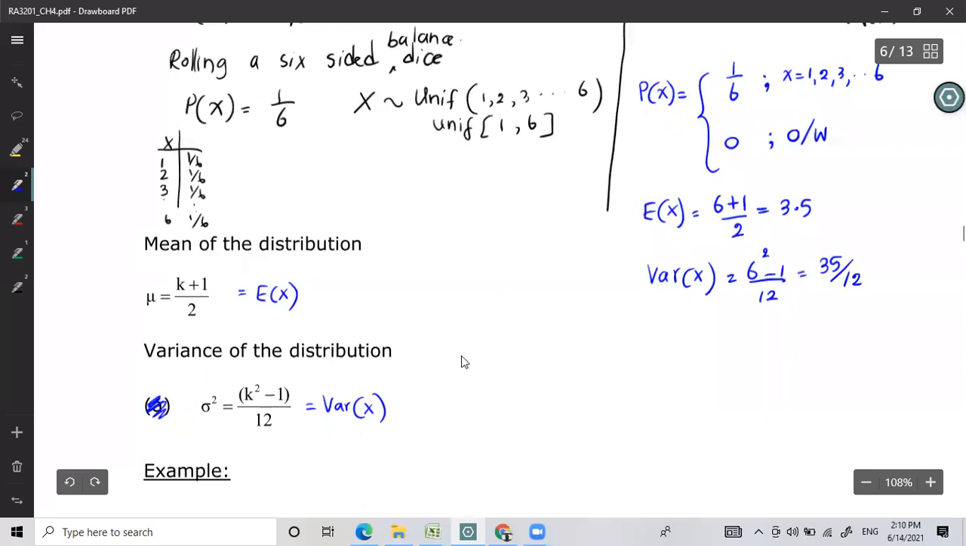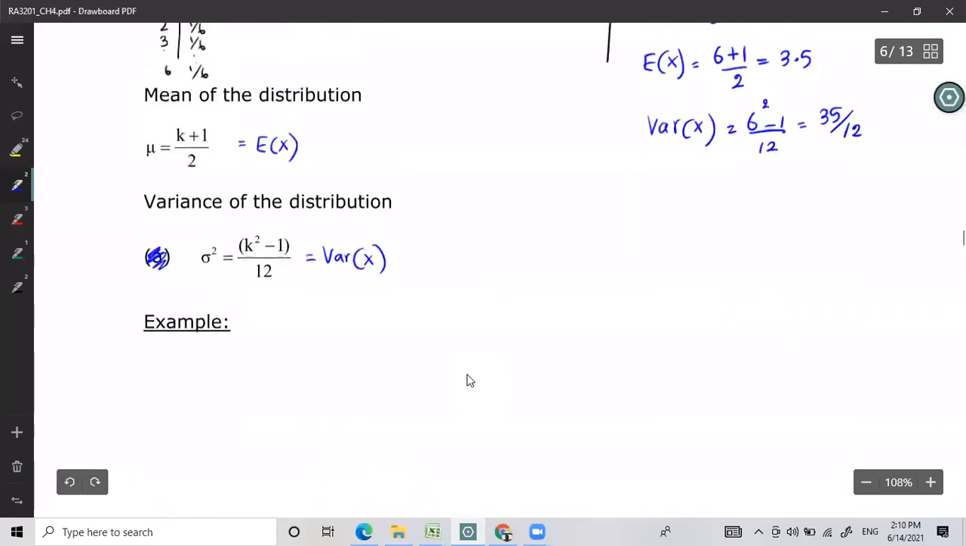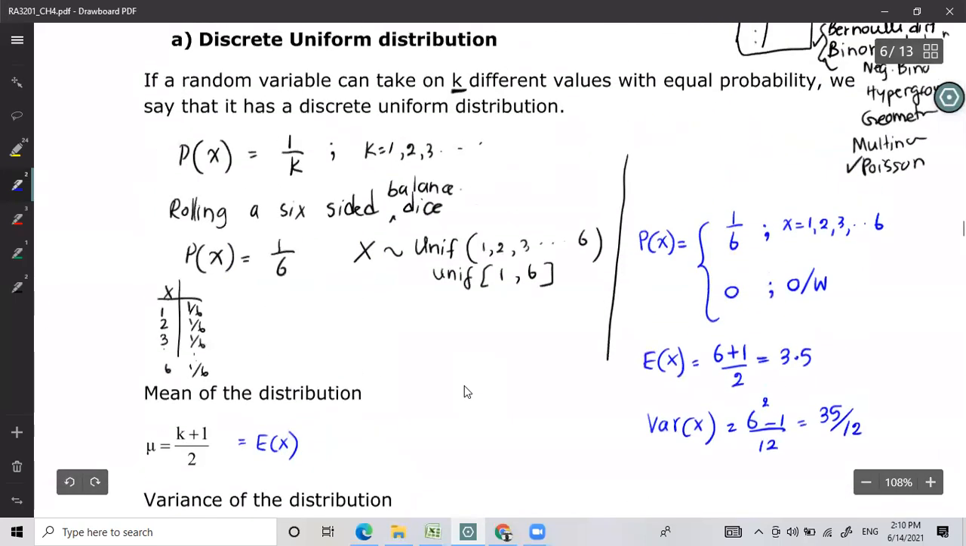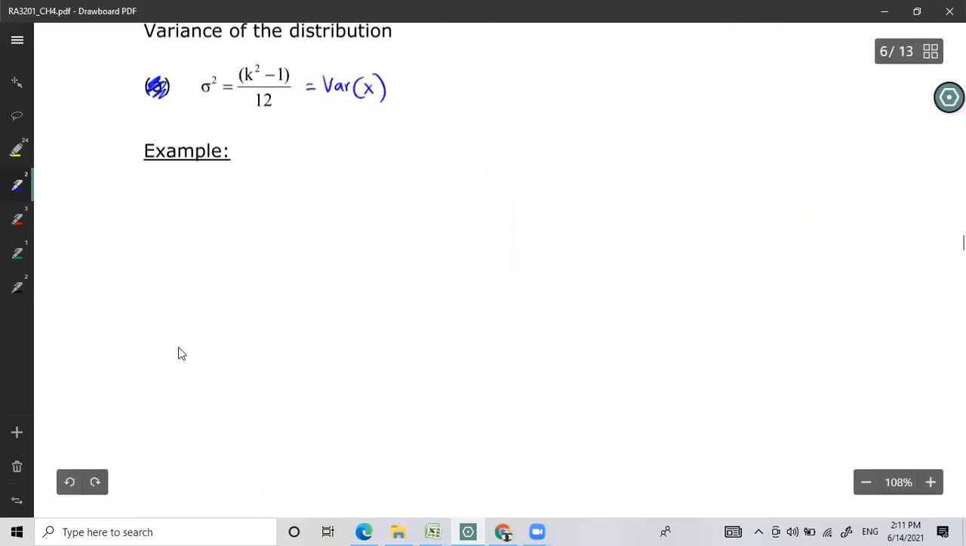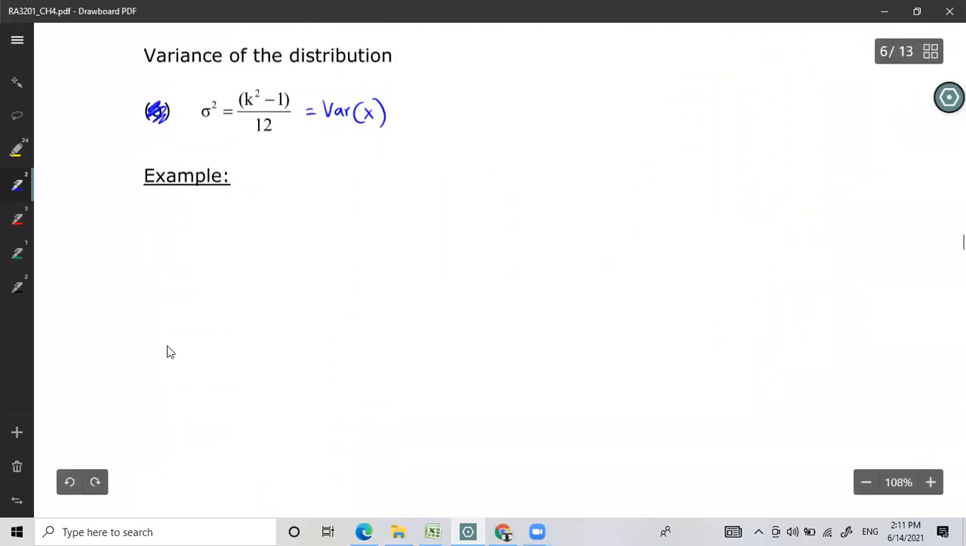Right. So let's try another example. And you can see that while you are doing research or collecting data, if you see that there are certain variables, whatever the number of outcomes they have, all of them will have the same probability of occurrence, then you can say it is uniformly distributed. Okay, so you can say the variable is uniformly distributed. Here's another example.